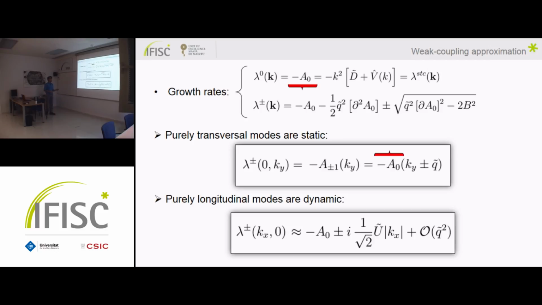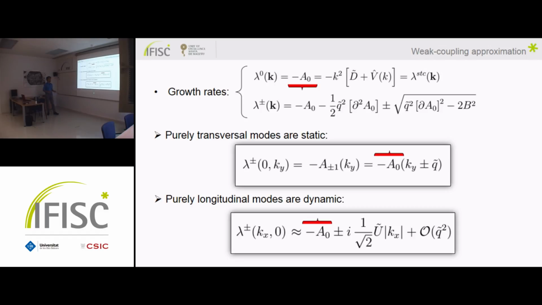Whereas purely longitudinal modes are dynamic. They have, again, the same type of periodicities, because the expression for the growth rate for the real part is the same as in the static case, but they are dynamic. They form traveling waves with a velocity that will be proportional to the intensity of the flow, and this introduces the necessary asymmetry to form the channels and clusters in the longitudinal direction following the flow.